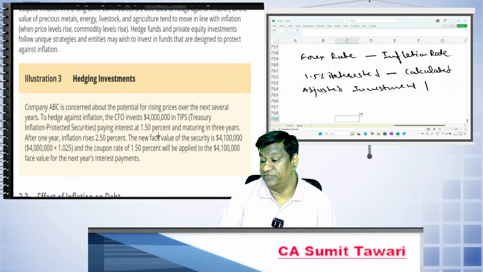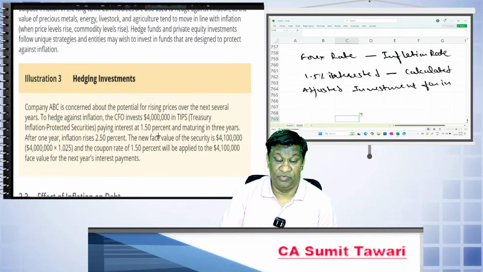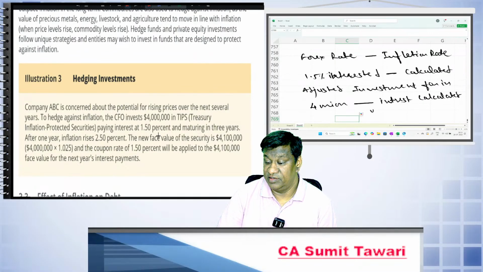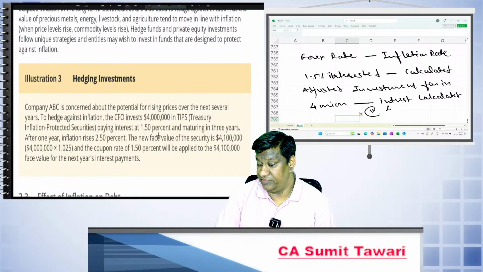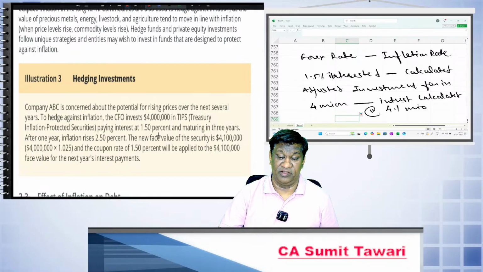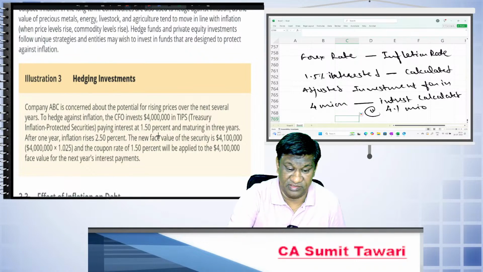Investment for inflation. So even though initially invested 4 million, interest is calculated at 4.1 million. Okay, so these are basically the other investment opportunities where we can protect against the inflation effect.